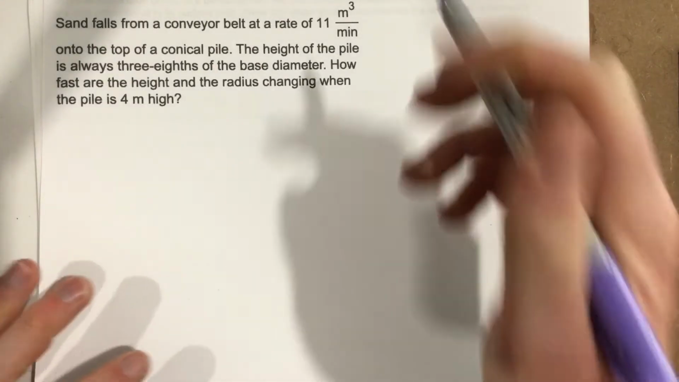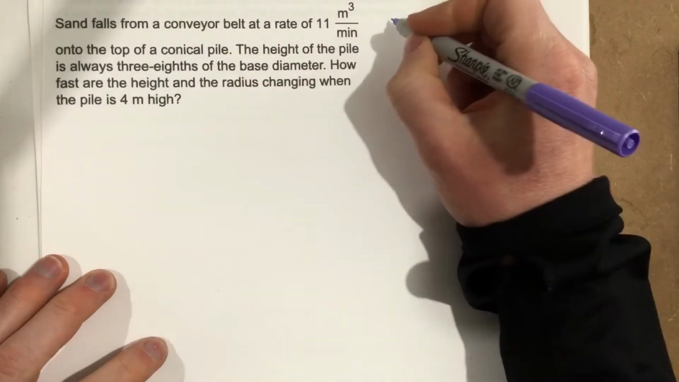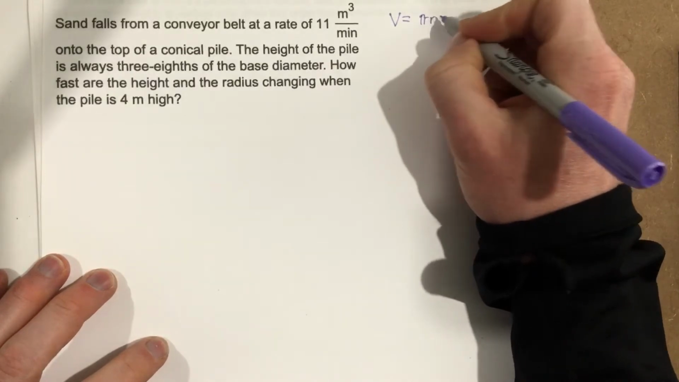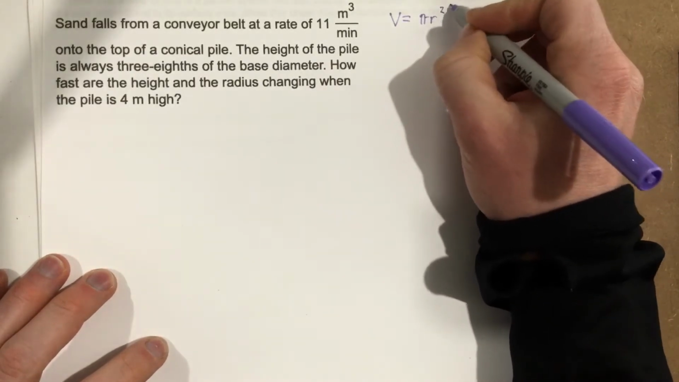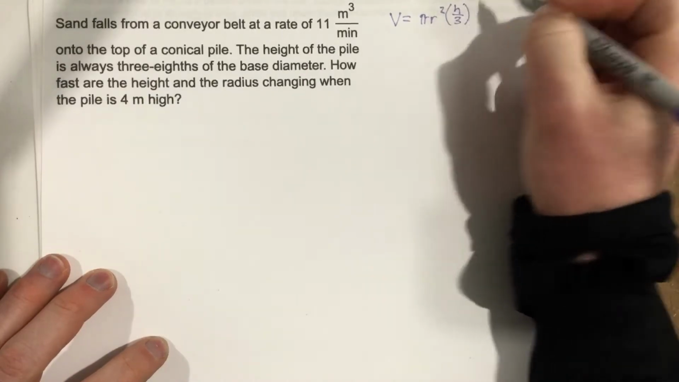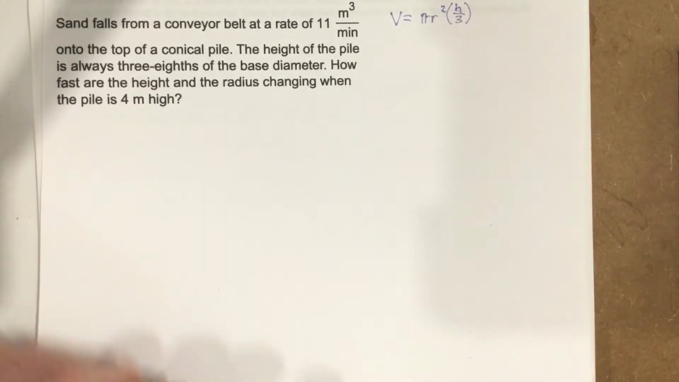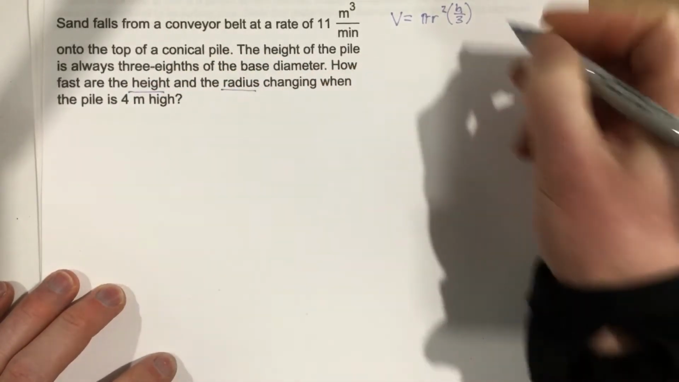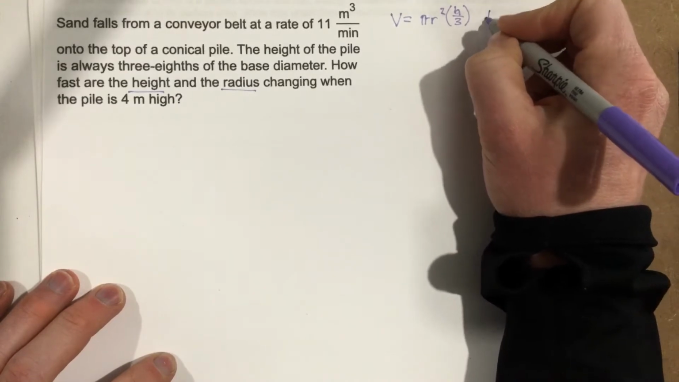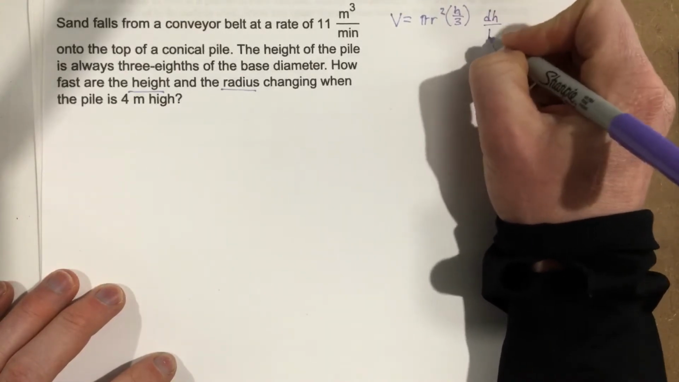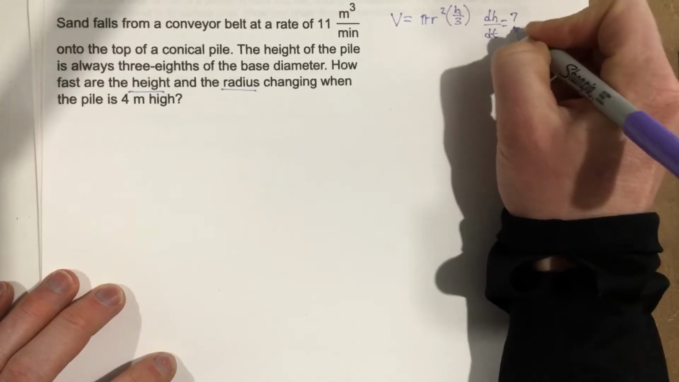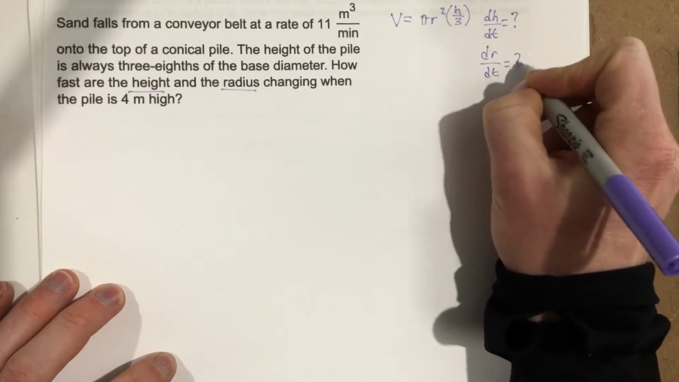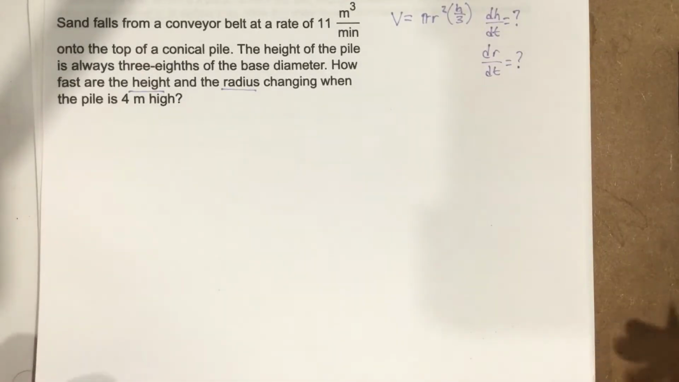Let's start by writing down this volume equation. It says it's a cone, so we're going to say the volume equation. You might have to look this up, but it's V equals pi r squared h over 3. So we've got a radius and we've got a height. And they're asking us how fast are the height and the radius changing. So we want to know dh over dt. We also want to know dr over dt. So we've got two things we're looking for there.